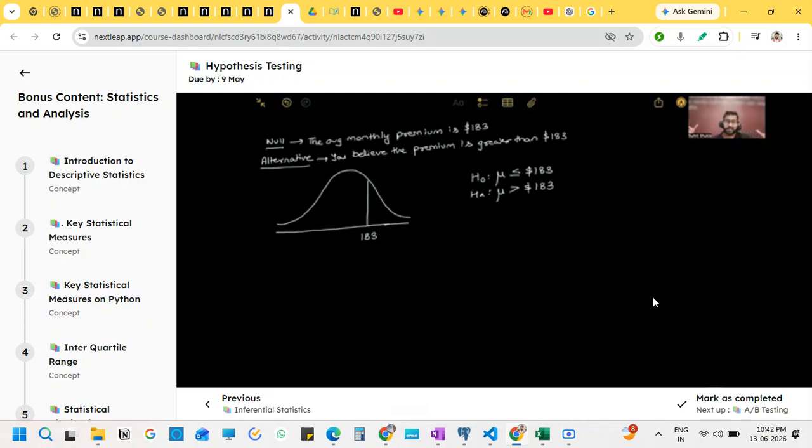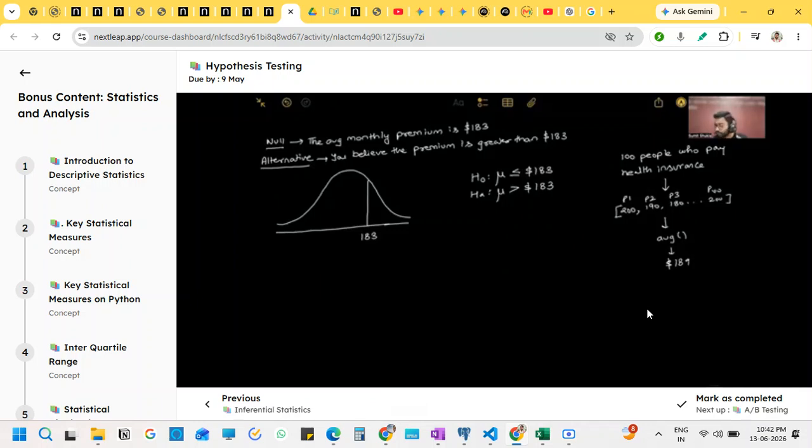You will get, let's say, 100 people who pay health insurance. Now what you will do? You will collect the data. Let's say person one is paying $200, person two is paying $190, person three is paying $180, and so on. Let's say person 100 is paying $200. You will take the average. Let's say the average came out to be $189.